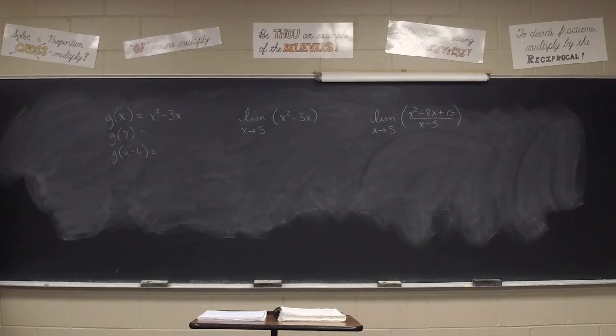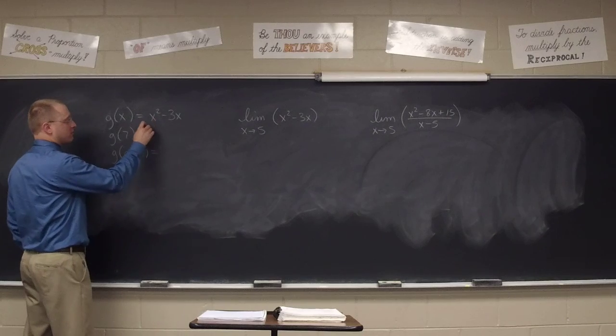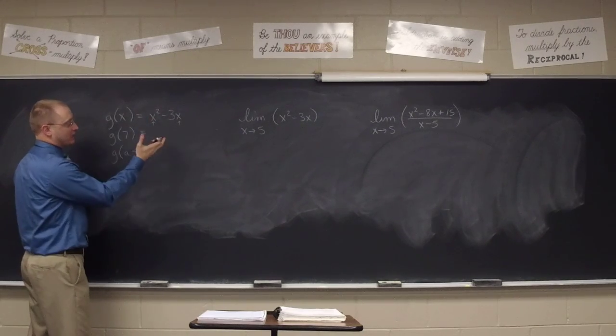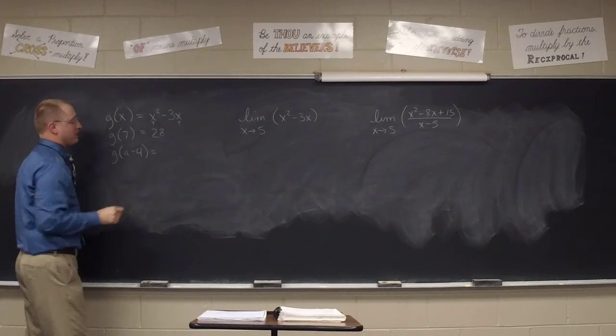What did you get for g of 7, Quentin? 28. We're going to square the 7 right here to get 49. We're also going to multiply the 7 by the -3 to get the -21, and end up getting 28.